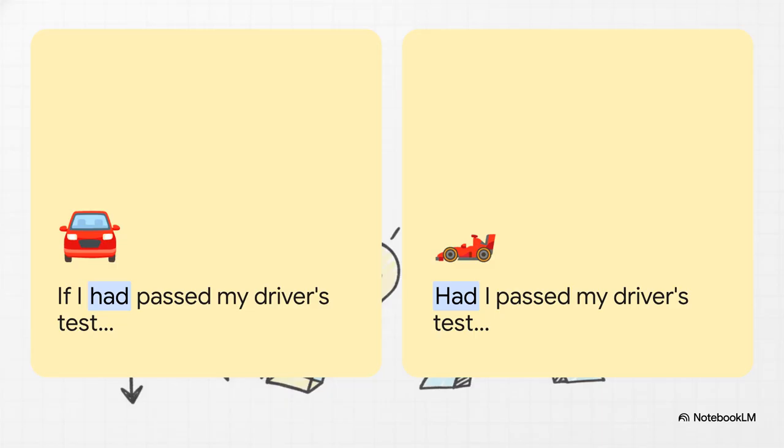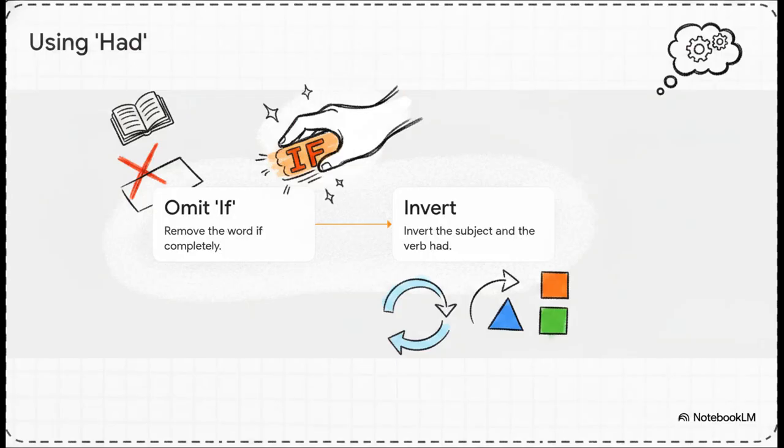Come on, that instantly sounds like dialogue from a classic novel or maybe a high-stakes corporate review. Mechanically speaking, this is probably the most straightforward of the three. It's just a super simple two-step process to lock into your brain. Step 1, completely ditch the word if. Step 2, just invert the subject and the auxiliary verb had. So I had flips to become had I. She had becomes had she.